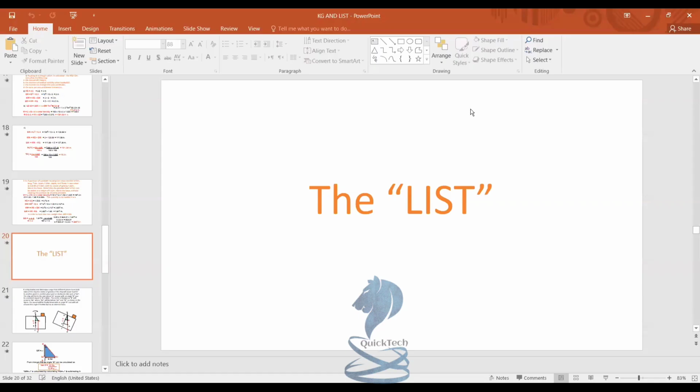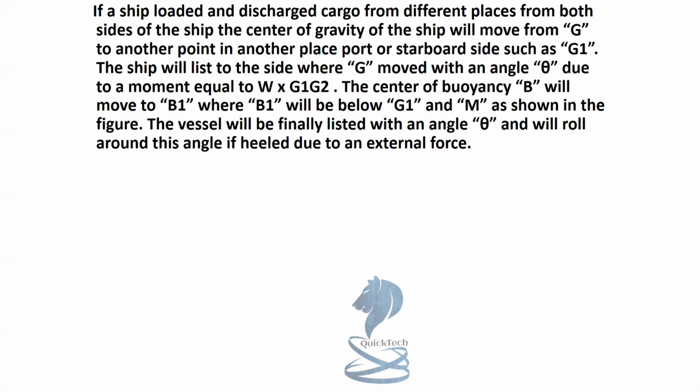Good day everyone. Taking ahead our stability series, in this video we will learn a stability aspect called list. Also with the help of numericals we discuss how to solve the conditions where the vessel is initially upright to finish upright after loading or discharging operation. Second, when the vessel is upright and finishes at a certain degree of list. Third, when the vessel is at a certain degree of list to finish upright. And fourth, when it starts at a certain degree of list and finishes at another degree of list.